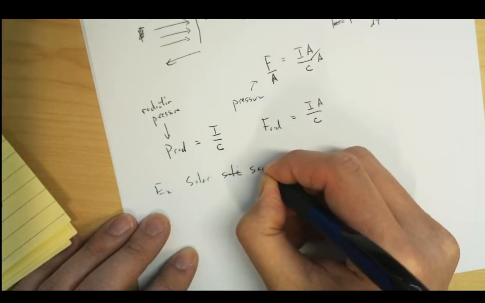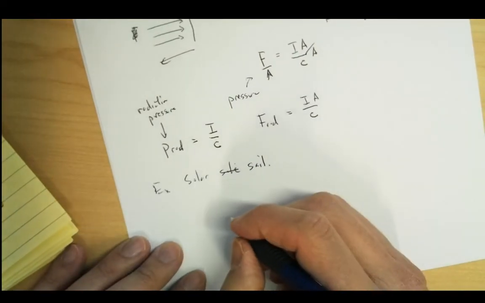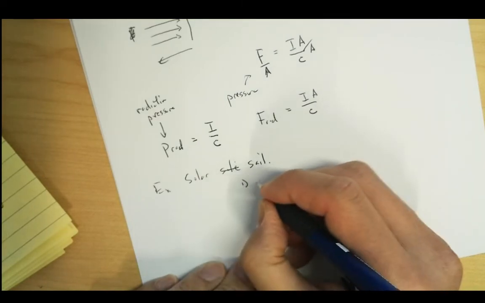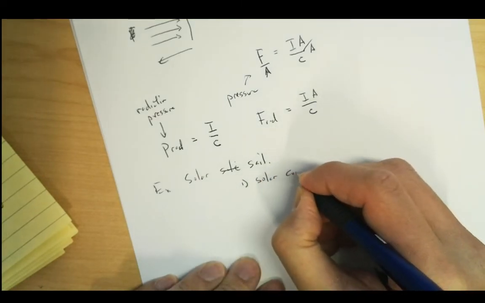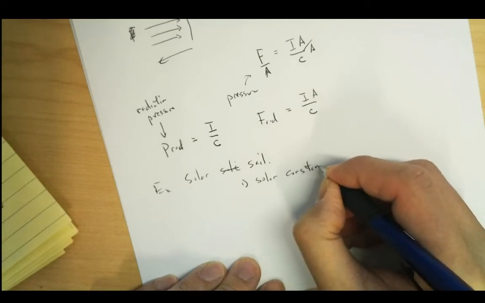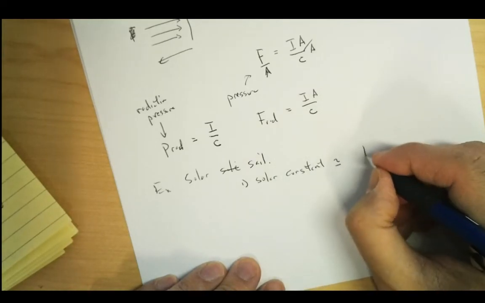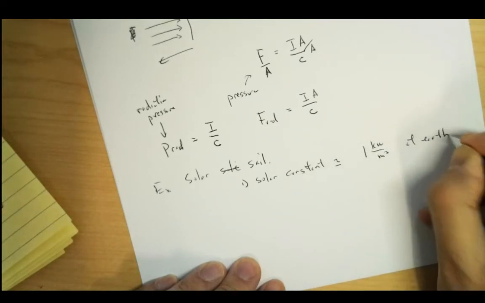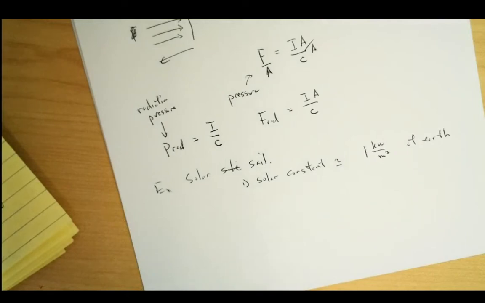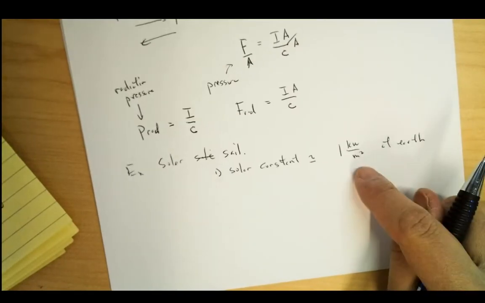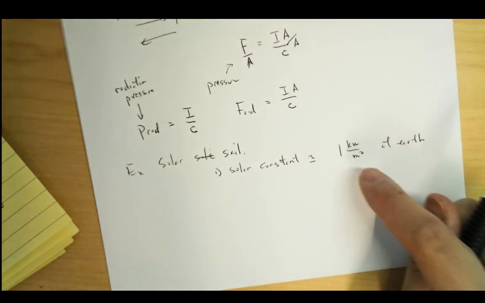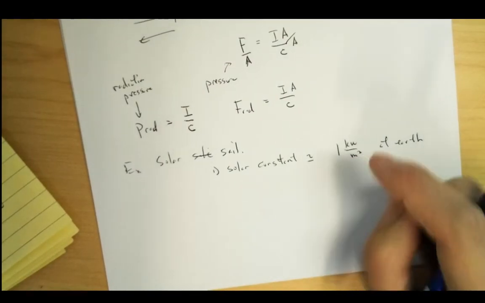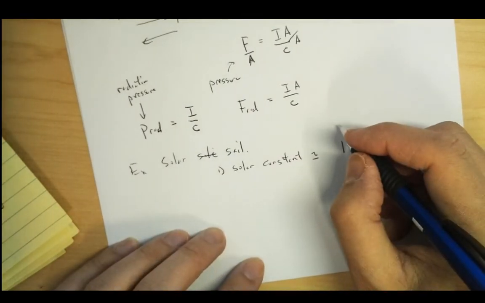A few important tidbits. First of all, the solar constant is roughly 1 kilowatt per meter squared at Earth. If you're at Earth, midday sun, it's roughly 1 kilowatt per meter squared. It's a little higher than that, but the average is about 1 kilowatt per meter squared. So what we're going to do is consider the following.